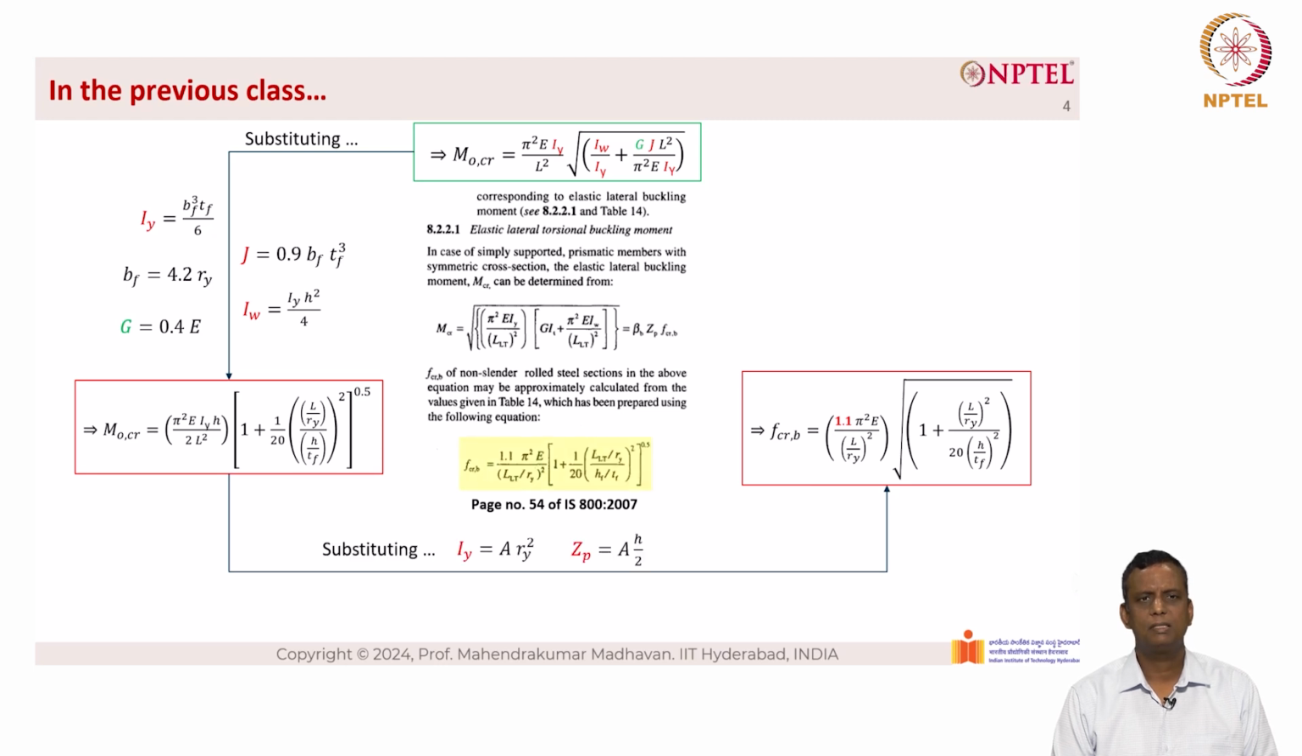Here the simplifications are by substituting IY equal to ARY square and Z sub P equal to A into H by 2. So comparing with M naught CR equal to FCRB into ZE, and this is done by substituting Z sub P divided by Z sub E, which is the shape factor, and for I sections it is 1.1.